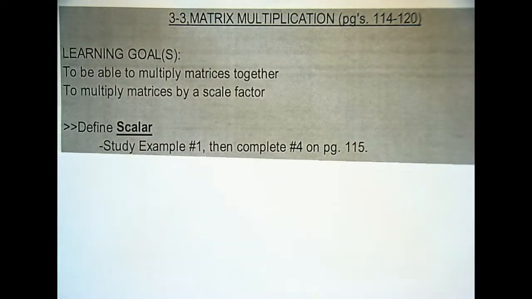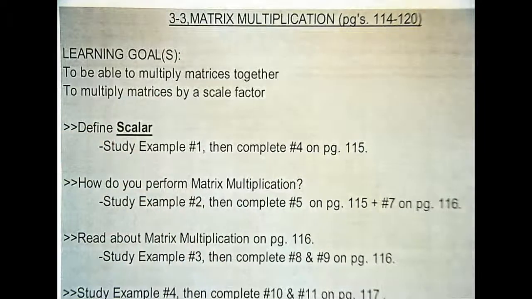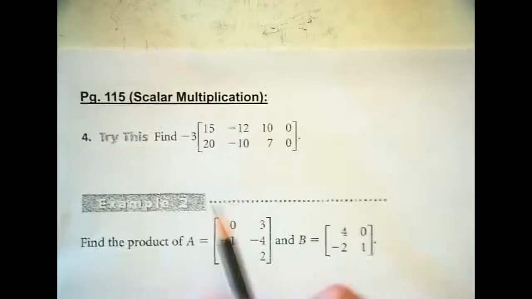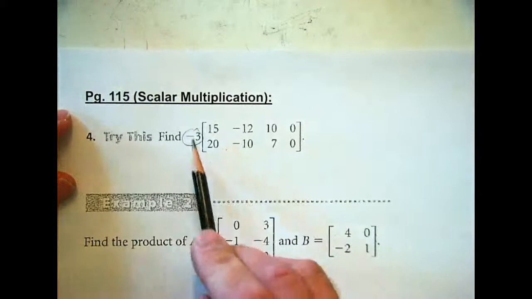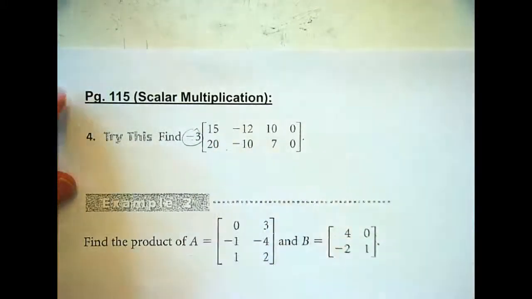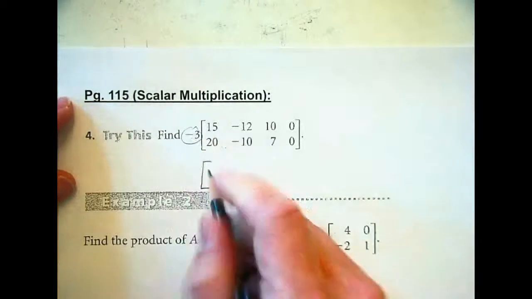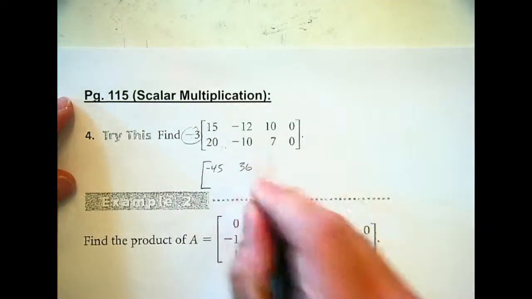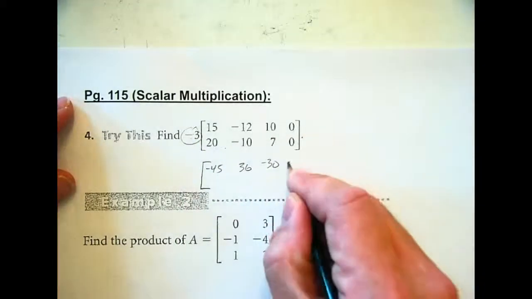So if you think of, for instance, the example, let me give you this one here. Number 4, this is in your book. Scalar multiplication is just multiplying a number by every element inside the matrix. So if I'm using scalar multiplication here, negative 3 times 15, negative 45, negative 3 times negative 12, 36, negative 3 times 10, negative 30, and 0.